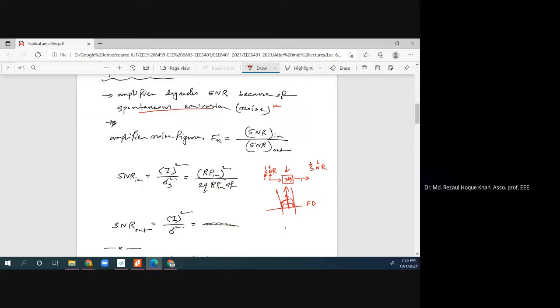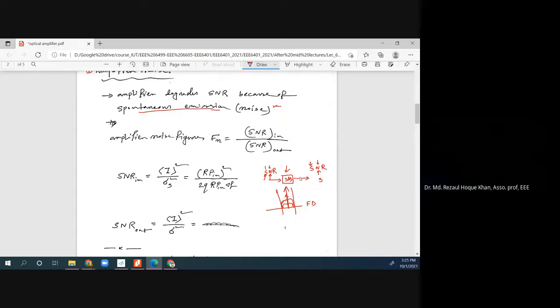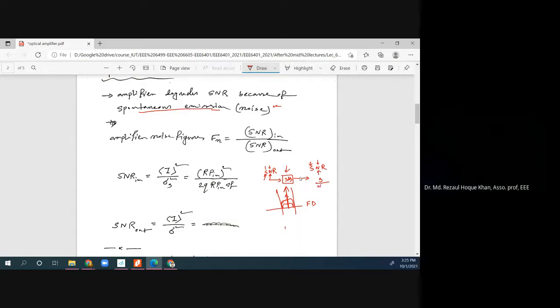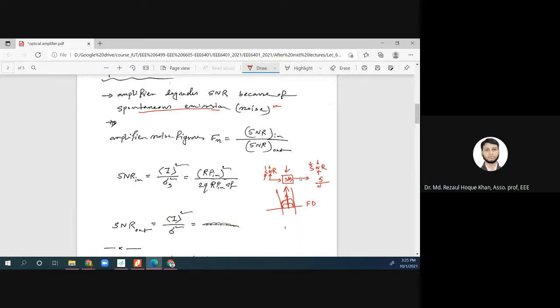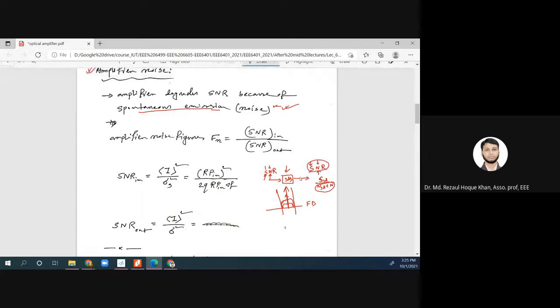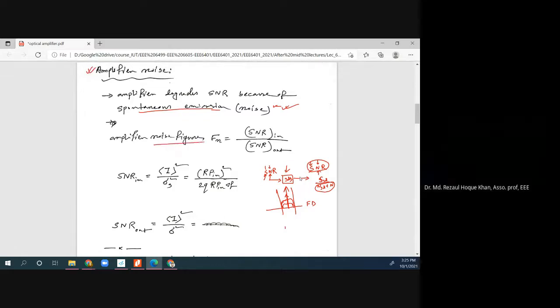But because of this spontaneous emission, extra noise is added here. It means the signal to noise ratio will be different now. The signal got 3 dB amplification, and the noise also got 3 dB amplification, plus excess noise due to spontaneous emission. So the total noise quantity increases, meaning the signal to noise ratio changes. That is defined by the amplifier noise figure.